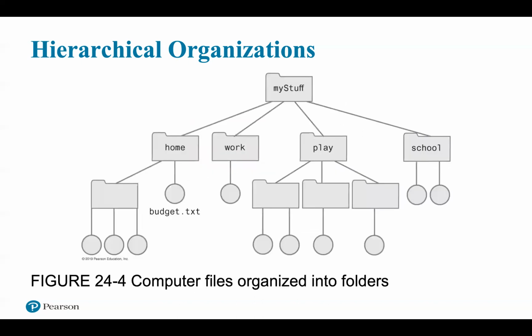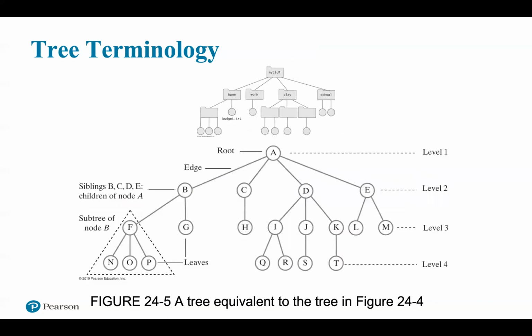Here's an example of a file directory. Typically, you organize the files on your computer into folders or directories. Each folder contains several other folders and/or files. Figure 24.4 shows the organization of the folders and files on Paul's computer. The organization is hierarchical. That is, all of Paul's files are organized within folders that are ultimately within the folder My Stuff. For example, to look at his budget, Paul would start with the folder My Stuff, find the folder Home, then finally locate the budget.txt file.